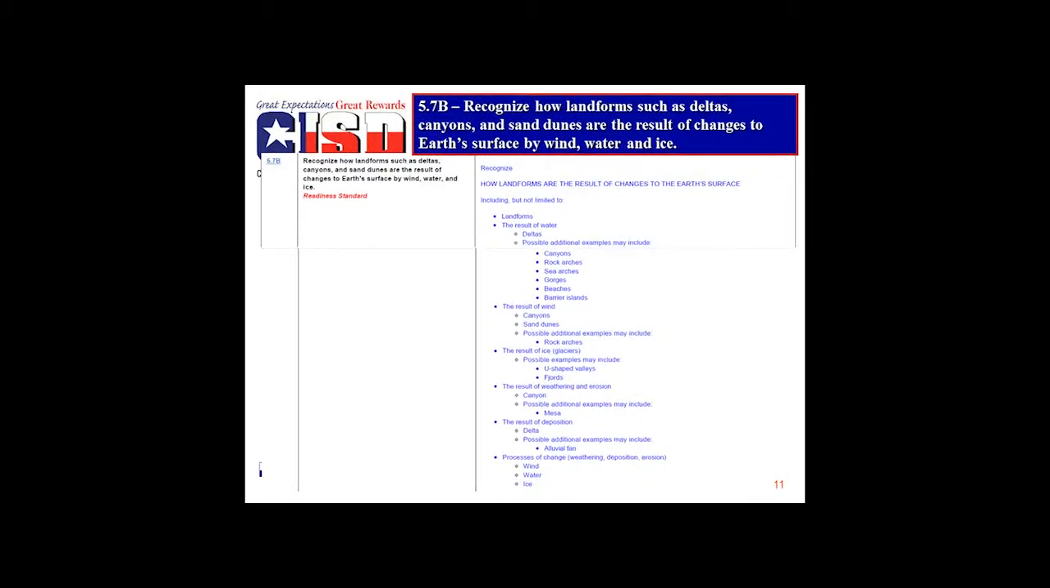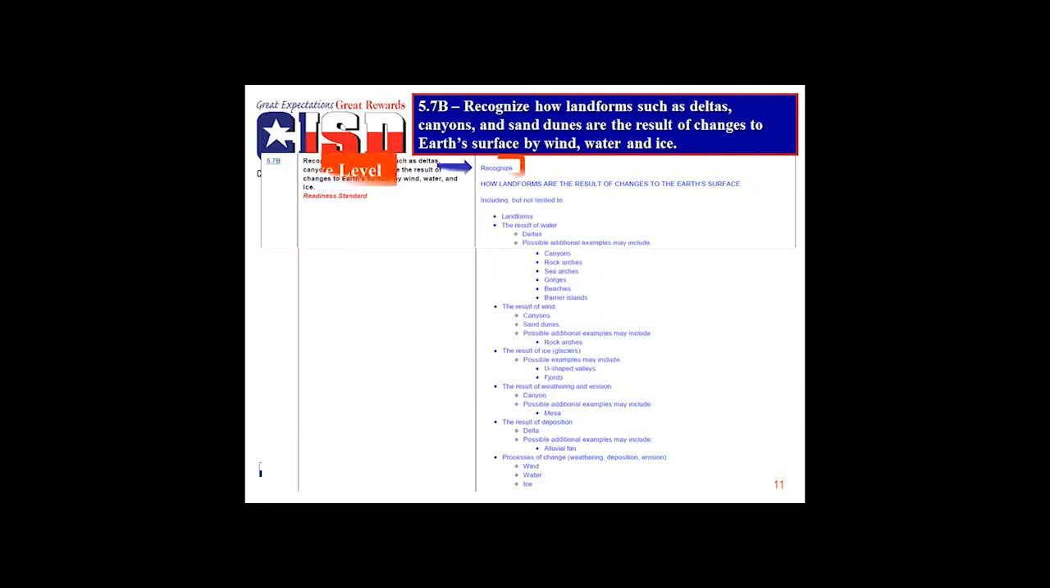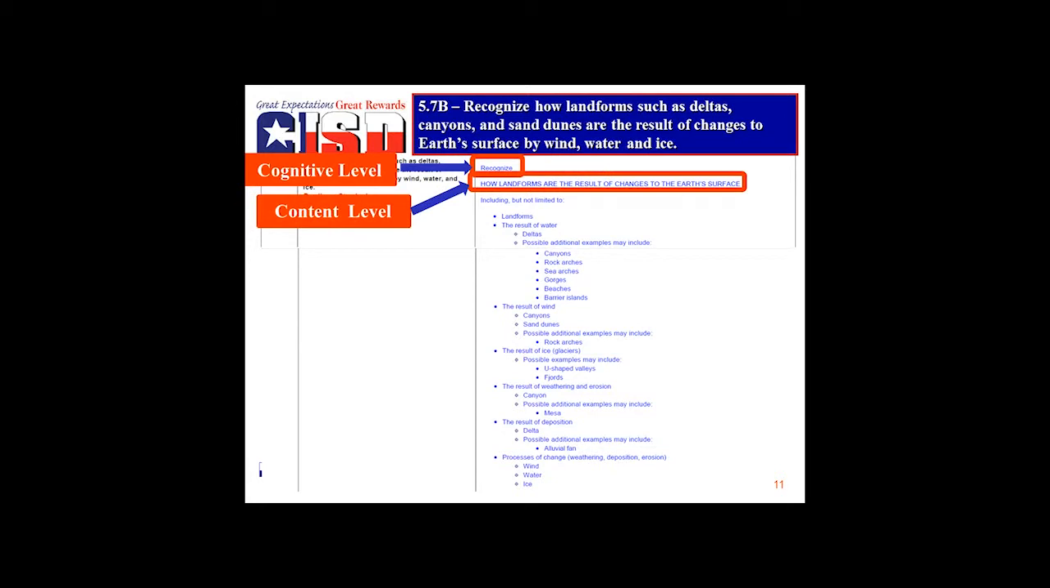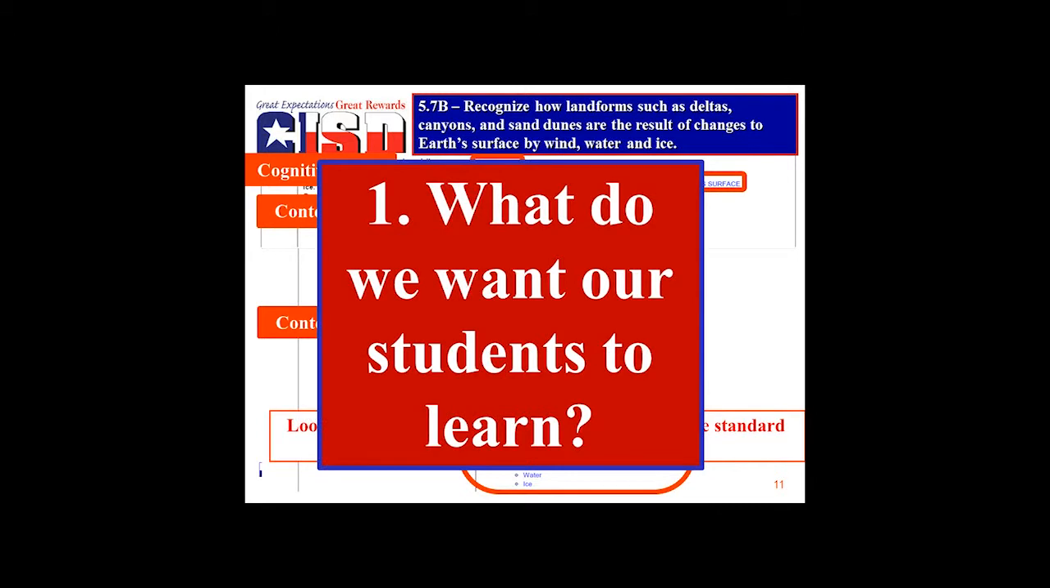Now, let's focus specifically on the TEK. As you can see, this is a readiness standard. This standard is part of Reporting Category 3, Earth and Space, which makes up 28% of the STAAR Blueprint assessment. When reviewing the standard, make sure to identify the cognitive level. These are the verbs that define what the students will be able to do. The content level, which is the overall concept that the students will learn and in what context it will be taught. This practice aligns with leading question number 1, what do we want our students to learn?